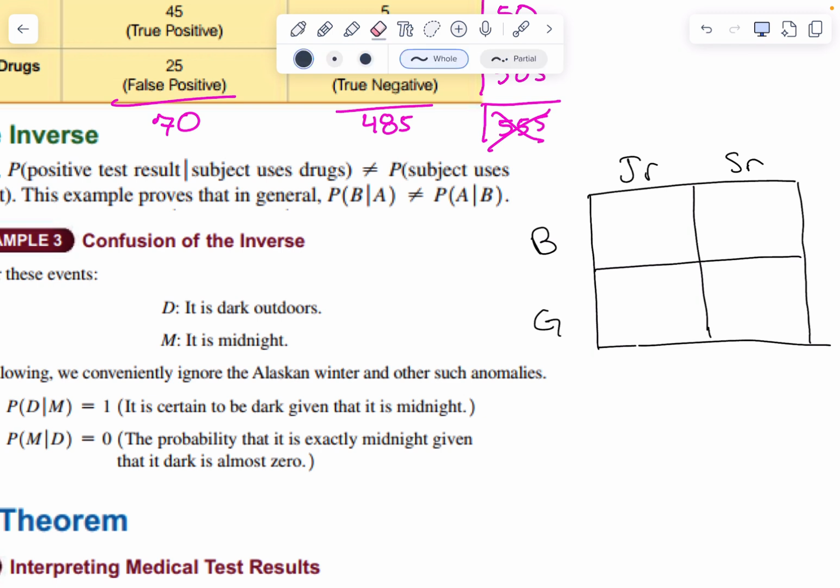We have juniors. We have seniors. We have boys, and we have girls. All right, let's do that. All right, juniors, we just have two of you. There's one boy, one girl junior, right?